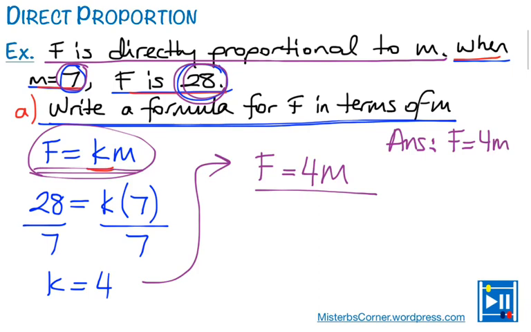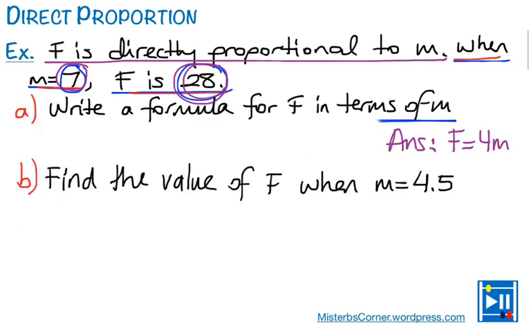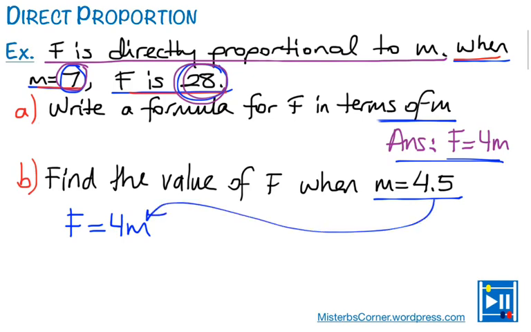Now let's see the second part. The second part says find the value of F when m is 4.5. Well, I have my formula here, F equals 4 times m. So here I'm going to substitute the value of m. So it's going to be F equals 4 times 4.5, which then would be 18, right? So F is 18, when m is 4.5. That's it. That's all I have to do.